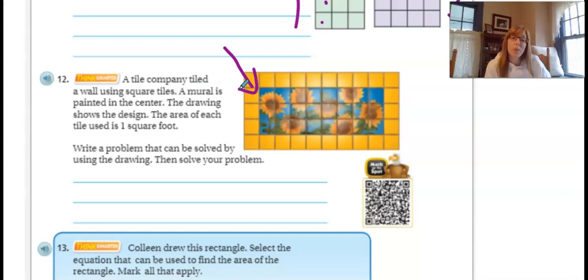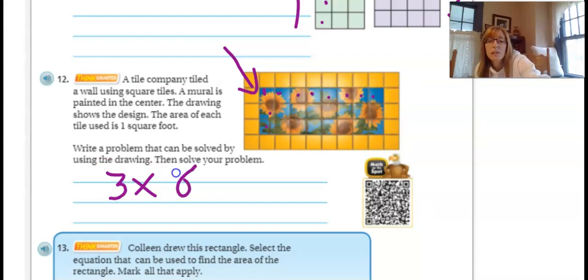It says write a problem that can be solved by using the drawing. Then solve your problem. All right. So let's see. Let's count up. 1, 2, 3. So we have 3 groups of 1, 2, 3, 4, 5, 6, 7, 8. Did everyone get 24 wall tiles?